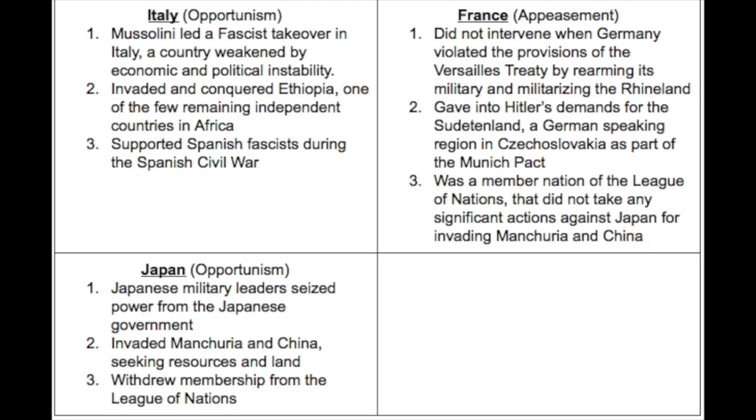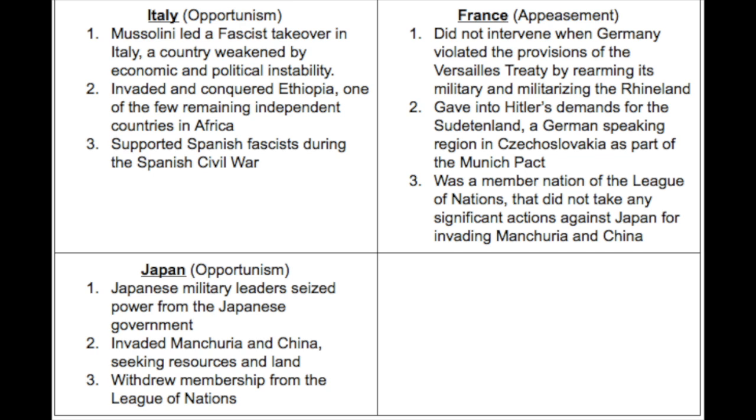And so number 1, France did not intervene when Germany violated the provisions of the Treaty of Versailles. And so they didn't do anything. Okay, that was one step in the wrong direction. Then you can see they gave in to Hitler's demands for the Sudetenland, a German-speaking region in Czechoslovakia, as part of the Munich Pact. That's another reason why they could be blamed, right? Because they didn't stop him. They just let him do what he wanted to do and gave in to the aggressor, and that foreign policy is known as appeasement. Then you can see we have Italy and Japan.